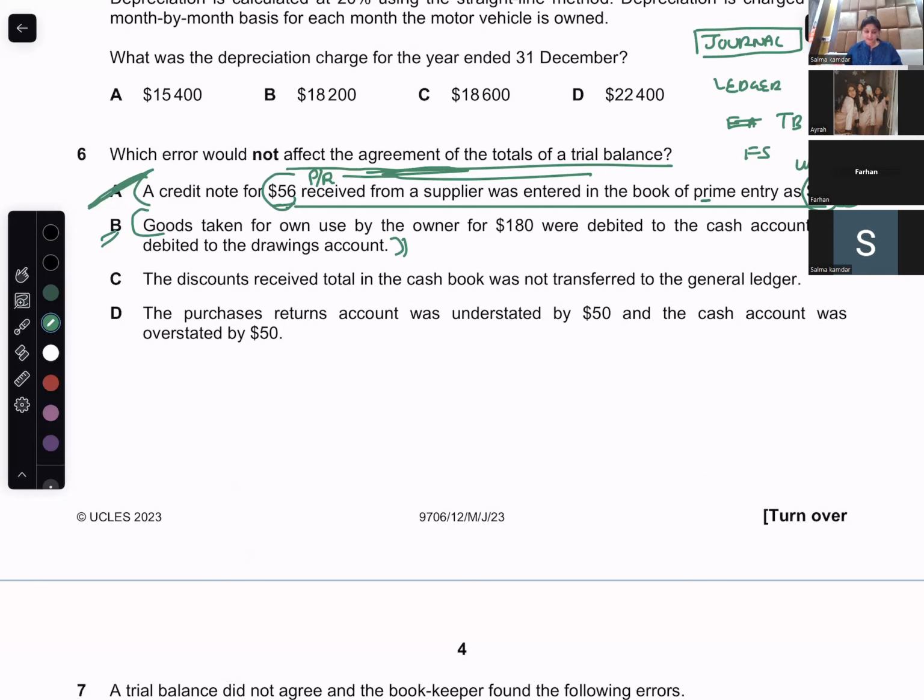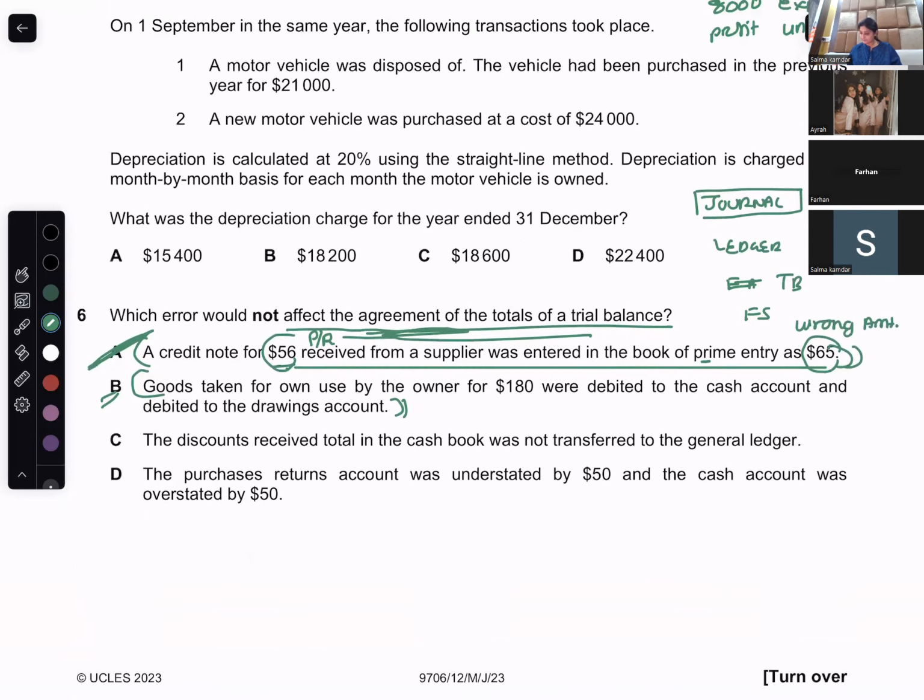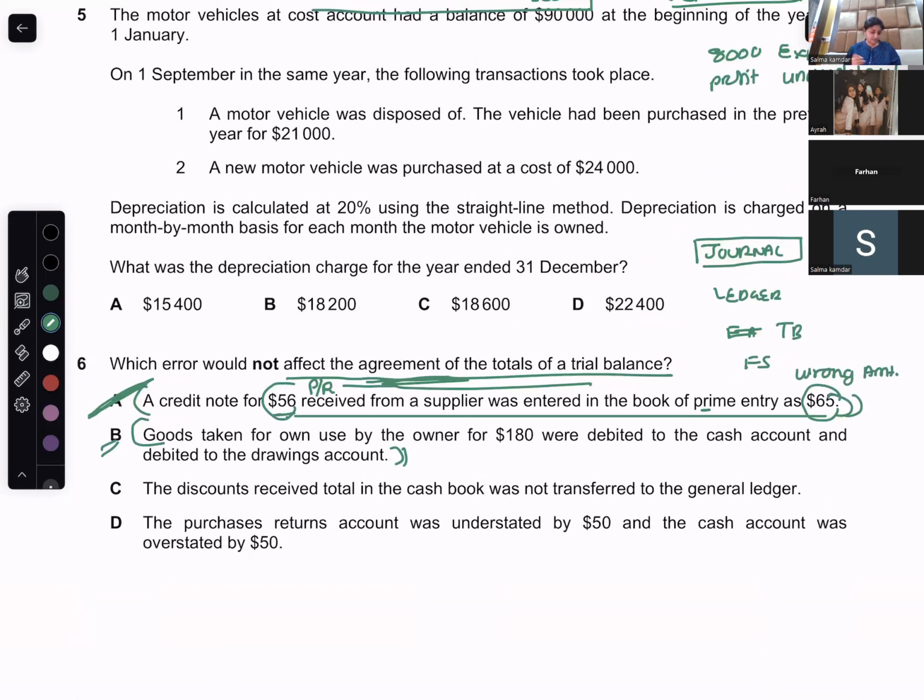Okay, fine. I want you to read the next one also. Goods taken for own use by the owner for 180 were debited to the cash account and debited to the drawings account. So there were two debits. Yes, there are two debits, no credit. That means the debit is not equal to the credit. So this will affect the totals of the trial balance. Yes, it will.